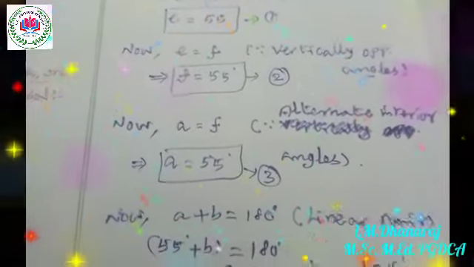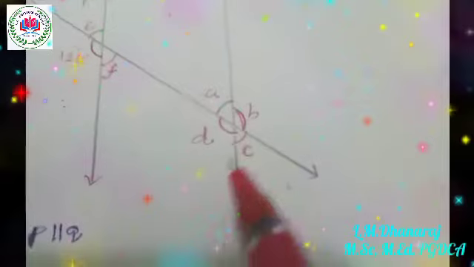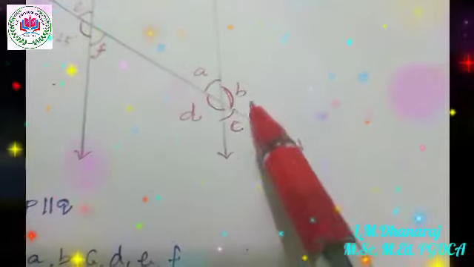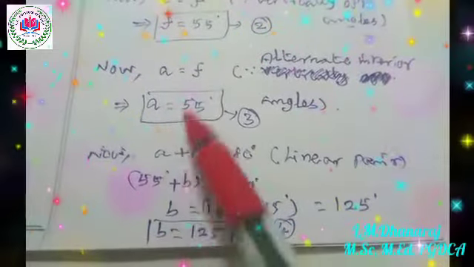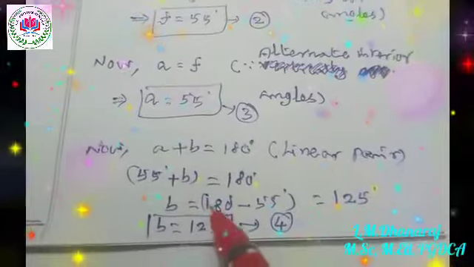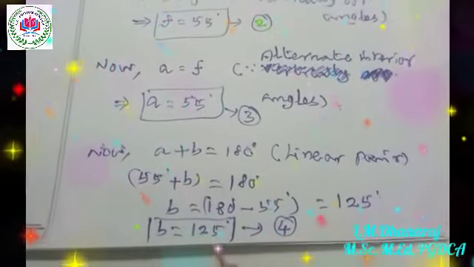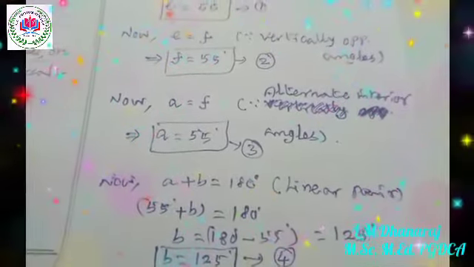Next one is A plus B is equal to 180 degrees. That is a linear pair. Look at the diagram. A plus B, because this is a straight line, the sum of these two angles should be 180 degrees. So from this we can say A is equal to 55, so B is equal to 180 minus 55, that is 125.